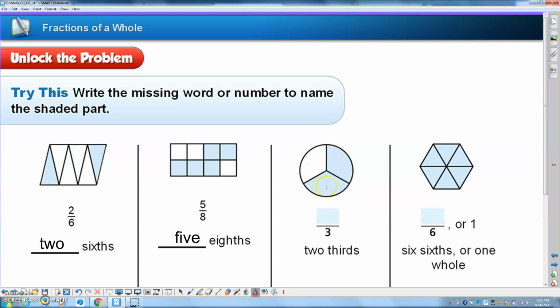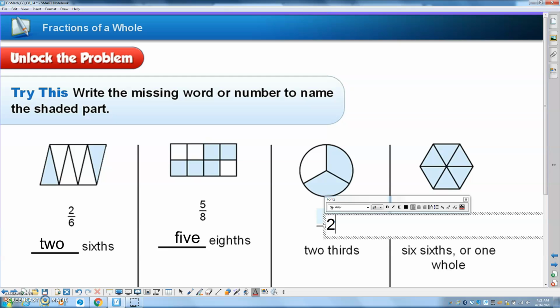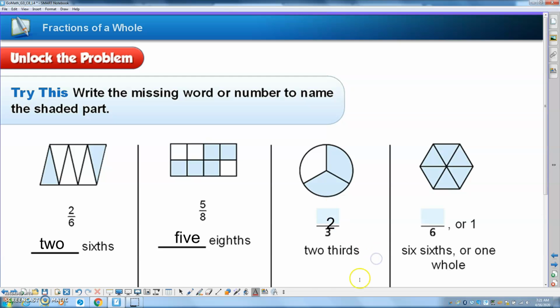So coming over here, how many pieces do we have? 1, 2, 3. So each piece is 1/3. How many do we have shaded? 1, 2. So our numerator would be 2. Let me move that up a little bit. There we go. So our fraction would look like this: numerator 2, denominator 3. In words, it would be 2/3.